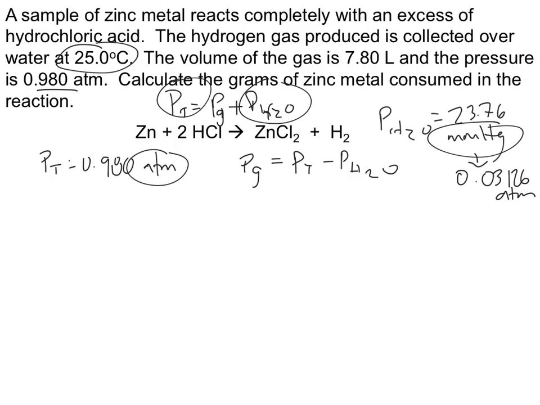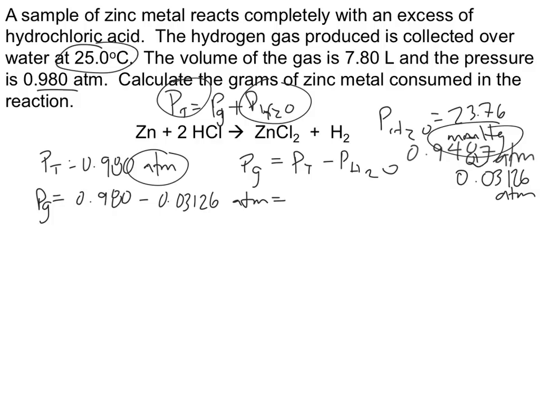I would normally show that work, but we potentially will run out of some room here. So we're going to use that value. The pressure of the gas that I actually collected, that hydrogen, is going to be 0.980 minus 0.03126 atm. If we do the subtraction in our calculators, we end up with 0.9487 atm, and so this is our pressure of our gas.